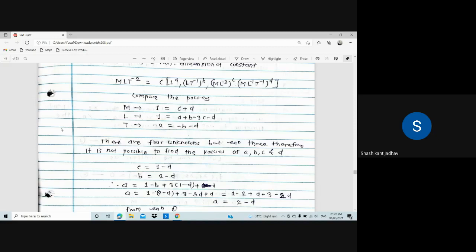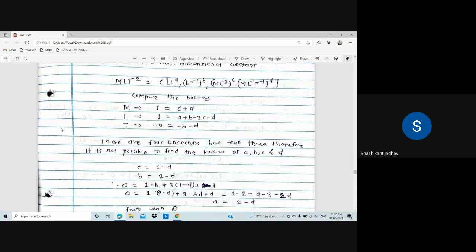Okay, similarly we have to compare the powers of t. In the left hand side t raised to minus 2 is there, so minus 2 is equal to, what are the powers of t in the right hand side? t raised to minus b and t raised to minus d, so minus b minus d. So write down, these are the comparisons of the powers for M, L, T.